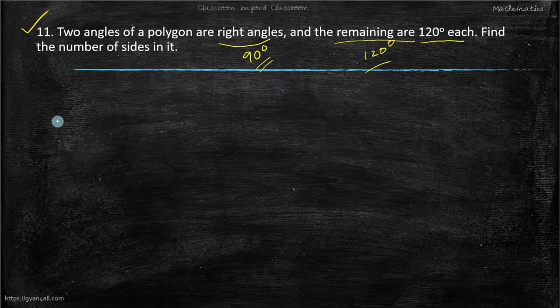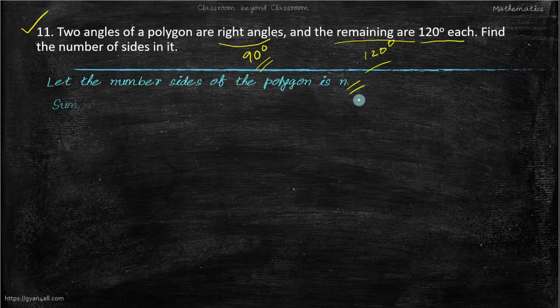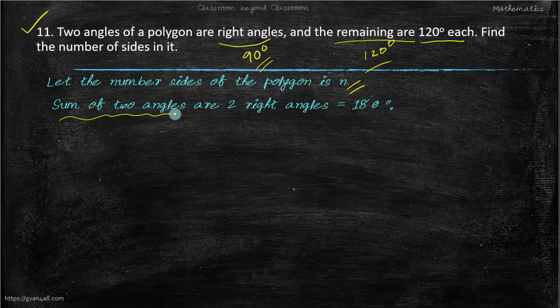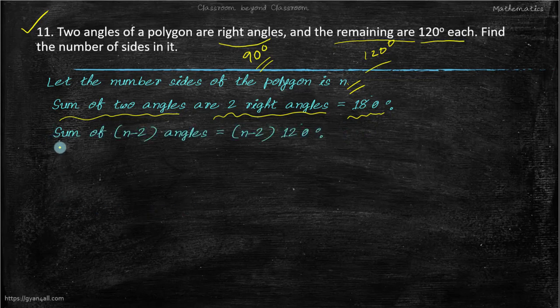So for that we'll assume that the number of sides of the polygon is n. That we have to find out, we assume it to be n. And it is given that the sum of the two angles, which are two right angles, is equal to 180 degrees, 90 plus 90 is 180 degrees, and the sum of the rest of the angles, that means n minus 2 angles. Two angles are 90 plus 90, 180 degrees. Then out of n, if 2 is deducted, the rest of the angles are n minus 2.